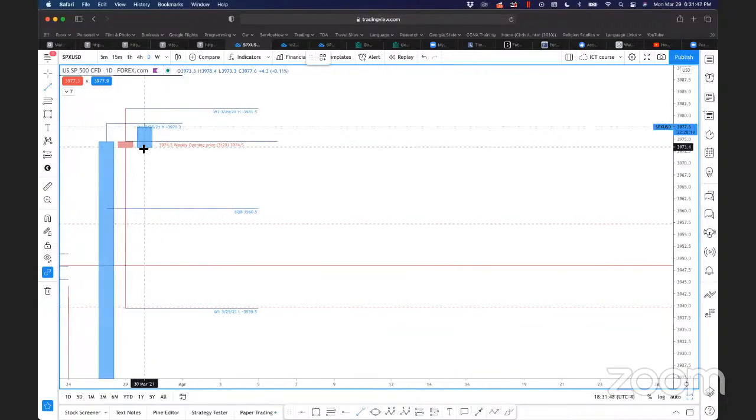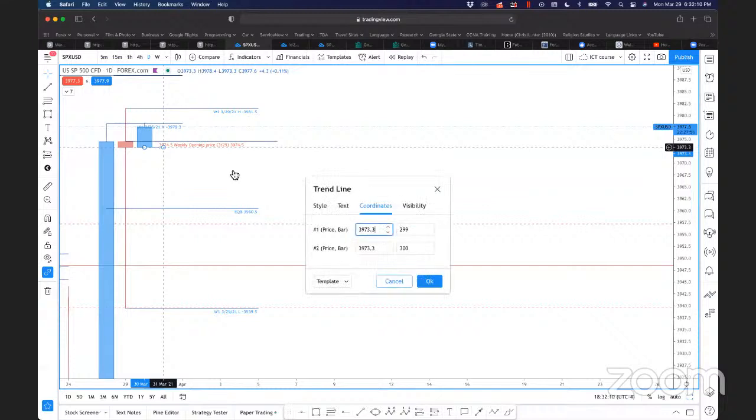On the daily, this is the daily opening right here. This is where this day opens up right here. And since I know that, I'm gonna take this and extend it out to the next day. Just take a little line, extend it out to the next day on here. And just to confirm, hold the mouse over this. The opening is 3973.73.